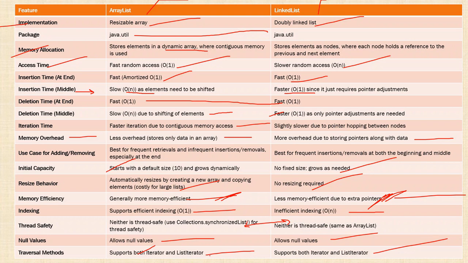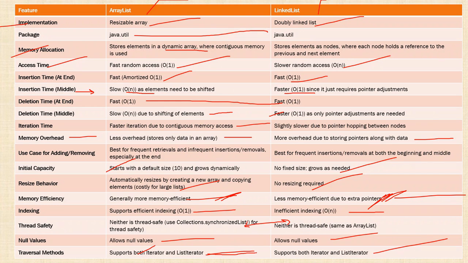Traversal method: both support iterator and list iterator, for both collections, array list and linked list. So we have covered all the features of array list and linked list. Some are similar, and some we have differentiated between array list and linked list.